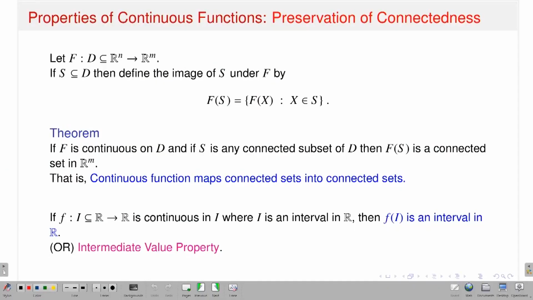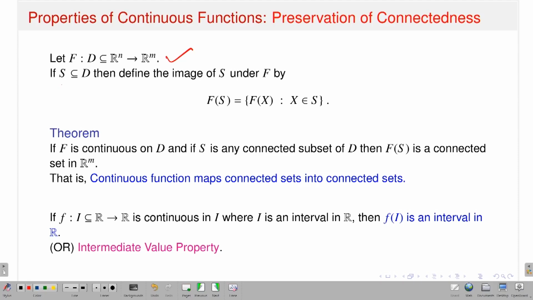So I have defined continuity in terms of epsilon delta, but one can prove that if I have the definition of continuity in this way, the following theorem is also true. That means if I take an open set in the codomain, its inverse image is also open. If I take a closed set in the codomain, its inverse image is also closed. Okay, so now the interplay between continuous functions and connected sets. I am starting with the function capital F from D subset of Rn to Rm.